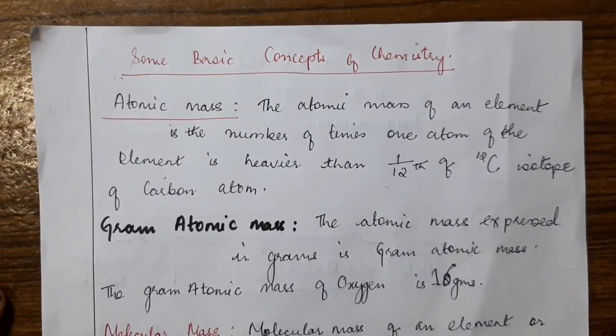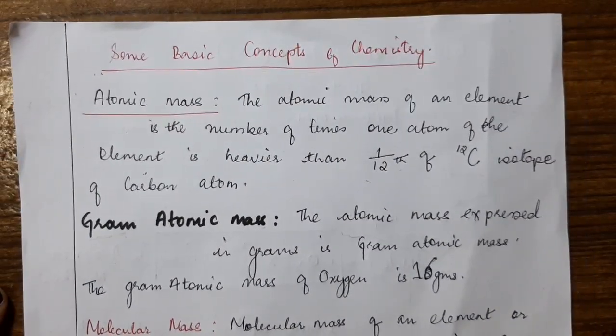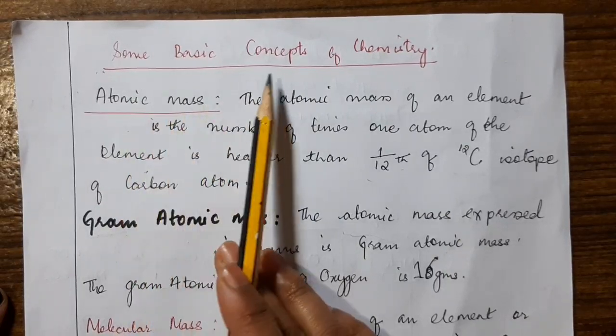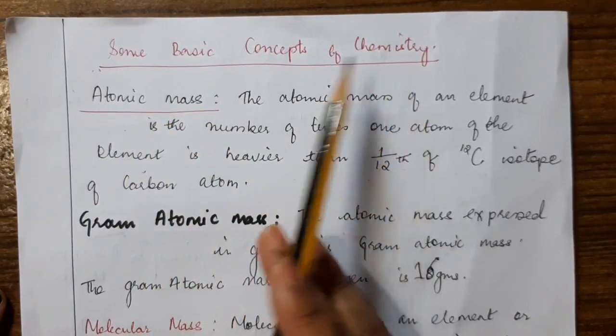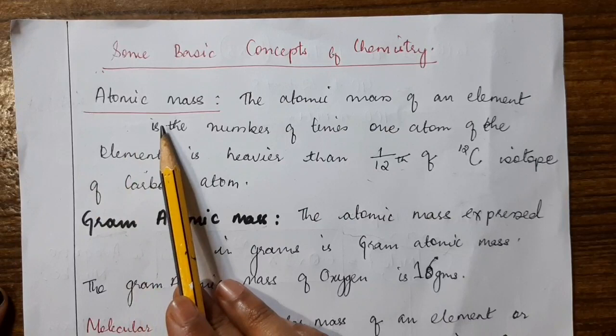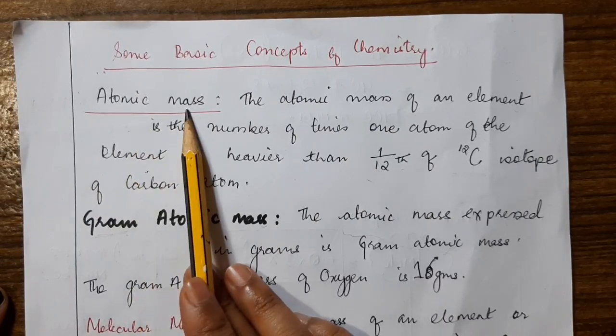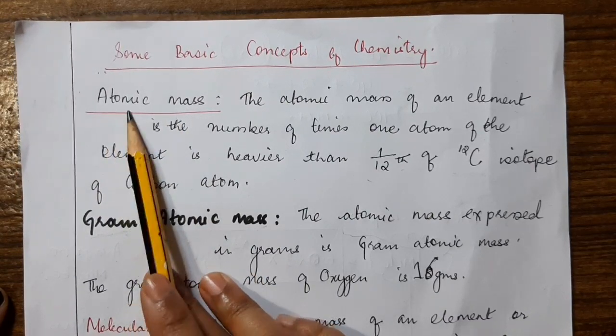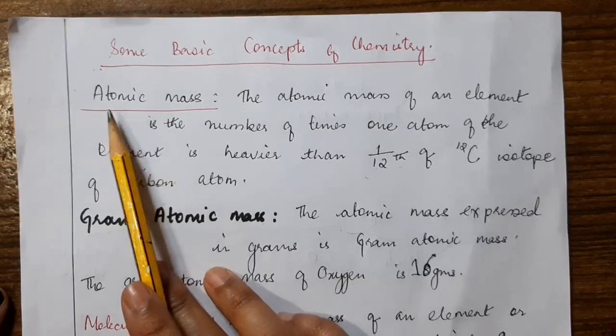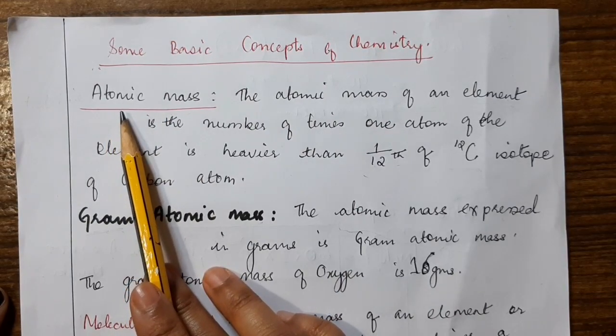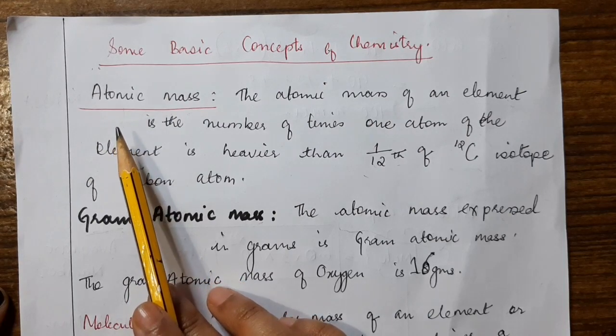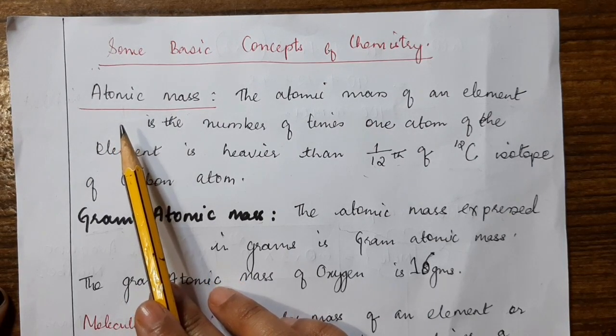Hello students, today we'll be taking the first chapter from the book, that is Some Basic Concepts of Chemistry, and we'll be starting from the very beginning, that is from the atomic mass. As the name suggests, atomic mass means the mass of an atom. And you know that atoms are very tiny species, the smallest particles which make up matter.